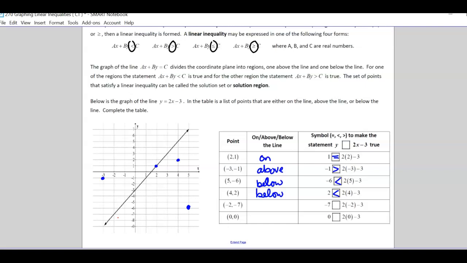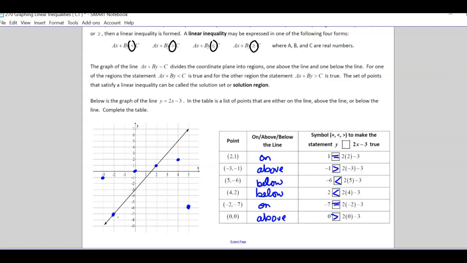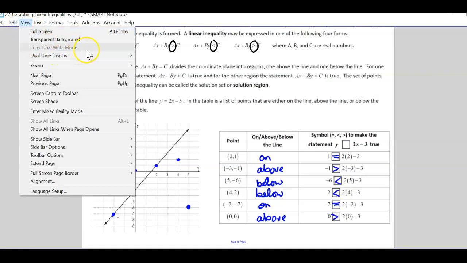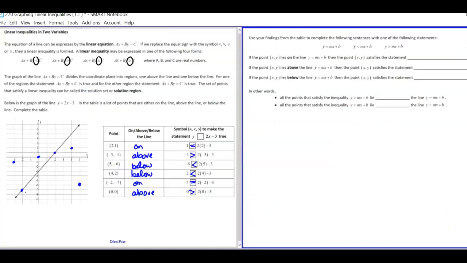Okay? Negative 2, negative 7 is on the line. So that means, you check that out, it's equal. And 0 is above, so 0 is greater than negative 3. So these are the findings, and they're going to use the equals, the less than, the greater than, which is in slope-intercept form.